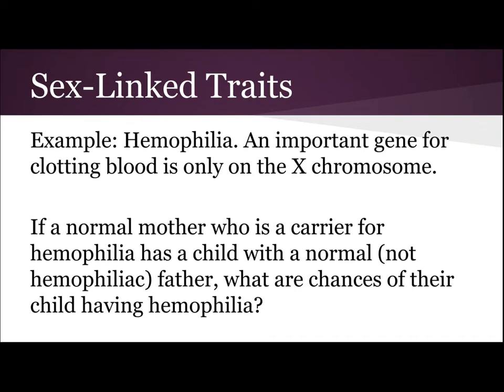So one important example of this type of trait is hemophilia. The most common kind of hemophilia, the gene that causes that is found only on the X chromosome. So there's a gene that's important for clotting blood. If you don't know what hemophilia is, it's a disease where your blood doesn't clot properly. So if you get a cut or a bruise, you might just bleed and bleed and bleed and not be able to stop bleeding, which is obviously a problem. So if that very important blood clotting gene that's on the X chromosome is damaged in some way, you'll have a problem clotting your blood if you don't have a good copy of that gene.